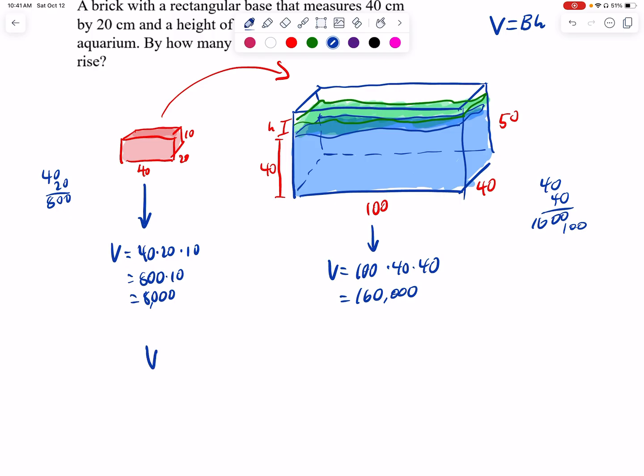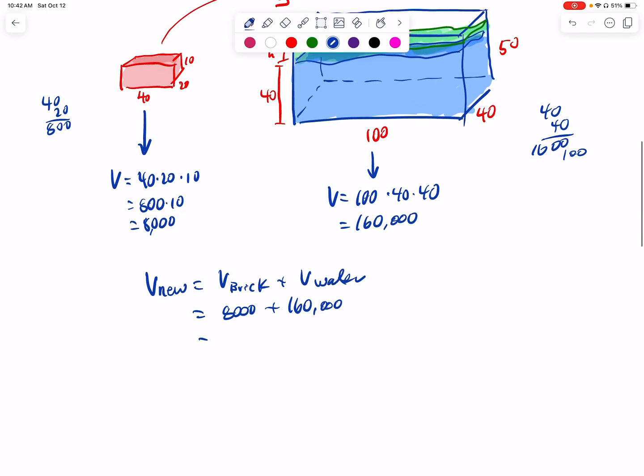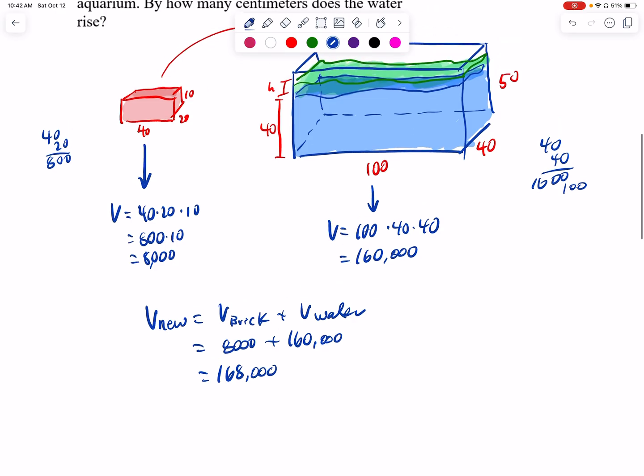So our new volume is basically the volume of the brick plus the volume of our water. Adding those two things together, I get 8,000 plus 160,000 for a total of 168,000. And I would have suspected that some people would maybe write that as an answer, but not a single person did. Okay, well that's nice.